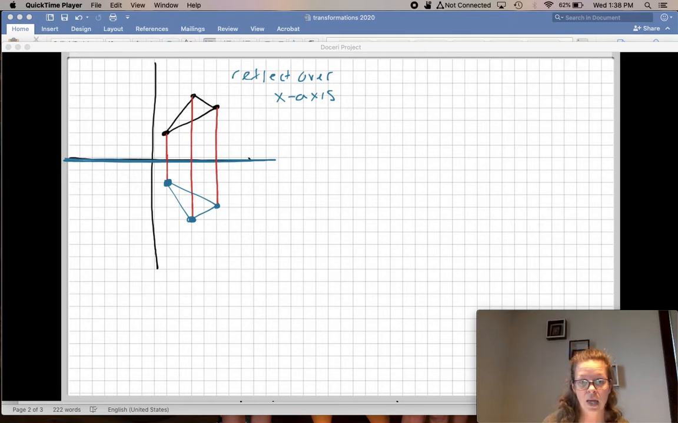When you look at two shapes, and let's say we wanted to find a line of reflection. Let's say the two shapes are already there, and we want to find a line of reflection.